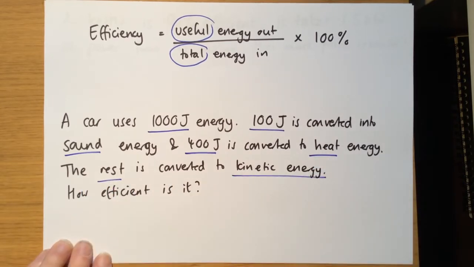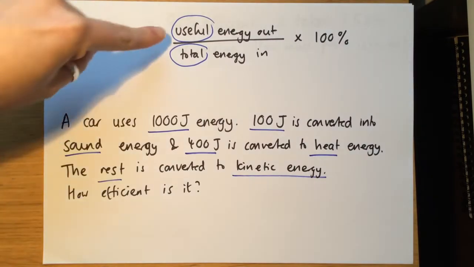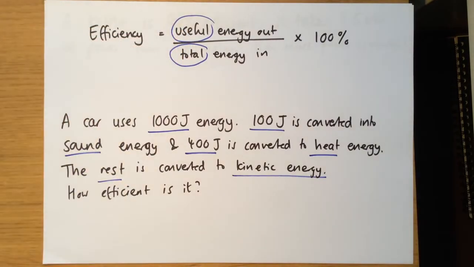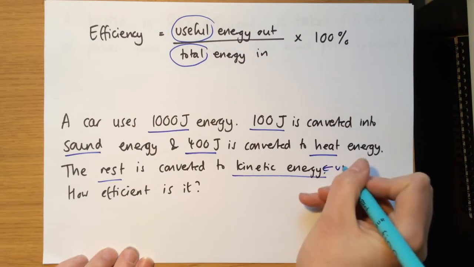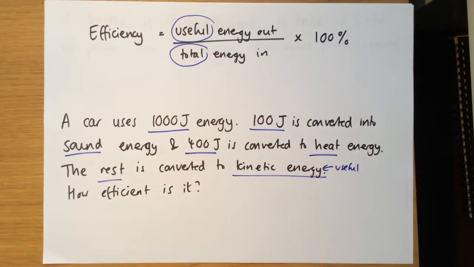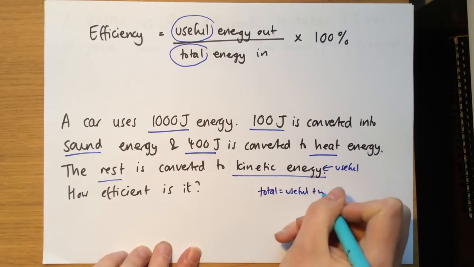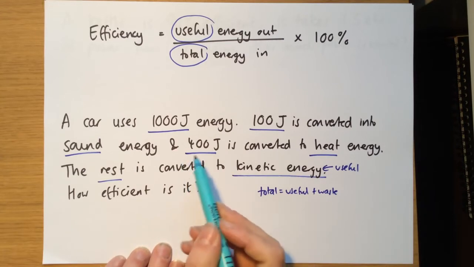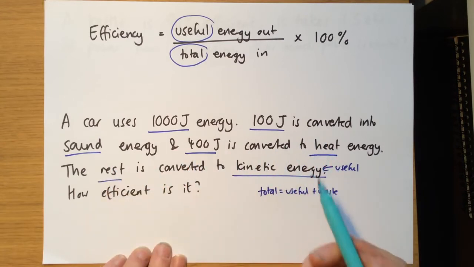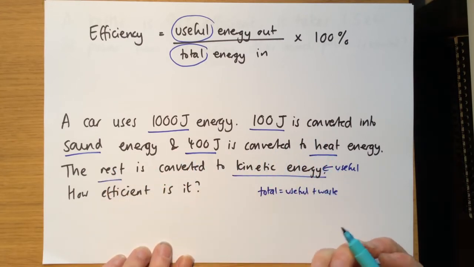How efficient is it? So we know that we need to look for the useful energy out. Now, a car's useful energy is clearly movement energy, because a car helps things to move. That's also known as kinetic energy. So this is the useful stuff. But it hasn't told us how much there is, but we can work it out, because the total energy has got to equal the useful plus the waste. Now, in a car, the sound and the heat energy are waste energy. We don't really care about them. We get them, they're byproducts.